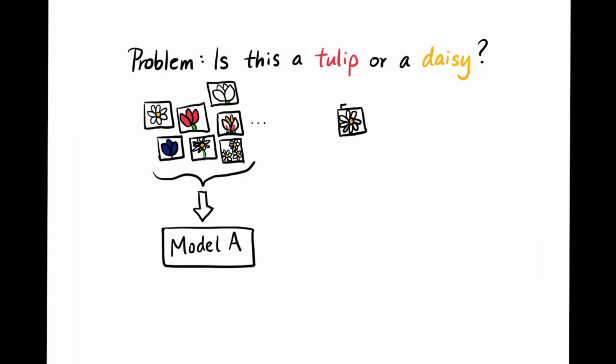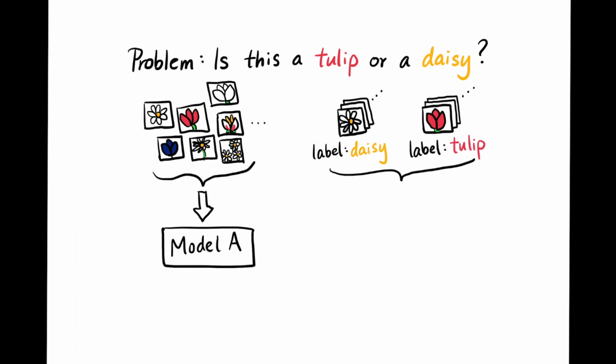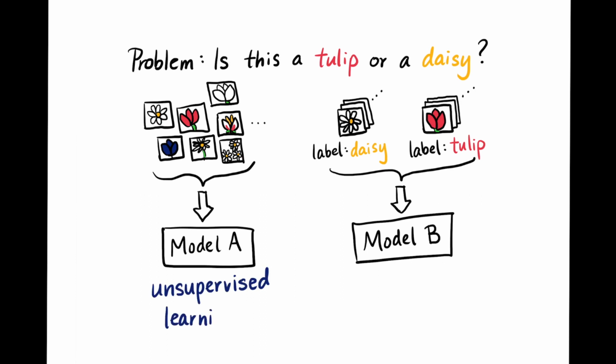Or you can choose to add labels, which just means adding an identifier to indicate which flower it is. If you give this now labeled dataset to a model, you can tell it to explicitly learn to differentiate between tulips and daisies. The first case is called unsupervised learning, and the second labeled case is called supervised learning.